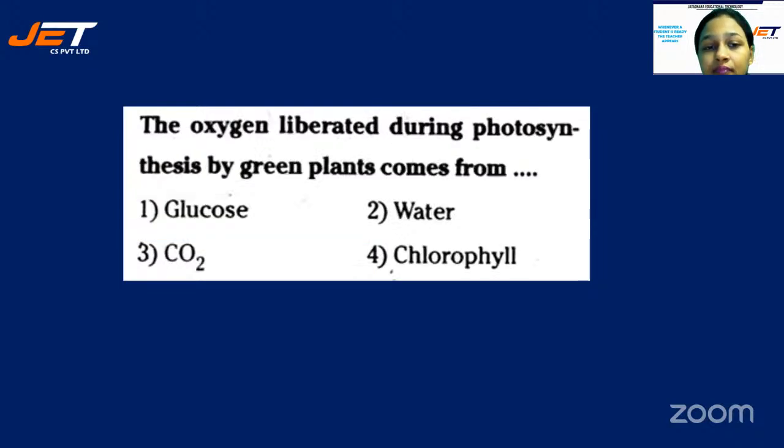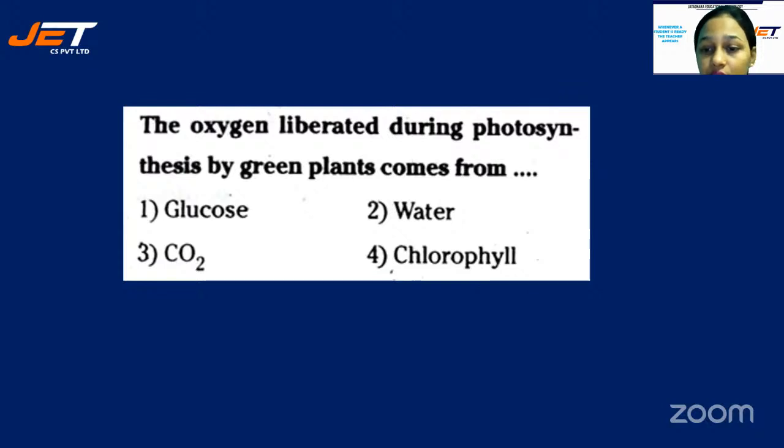Okay, next question. The oxygen liberated during photosynthesis by green plants comes from glucose, water, carbon dioxide, or chlorophyll.